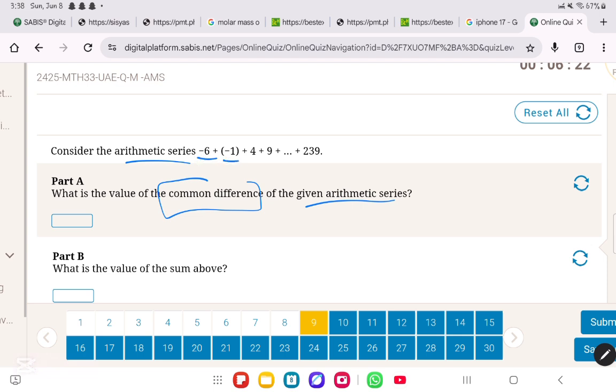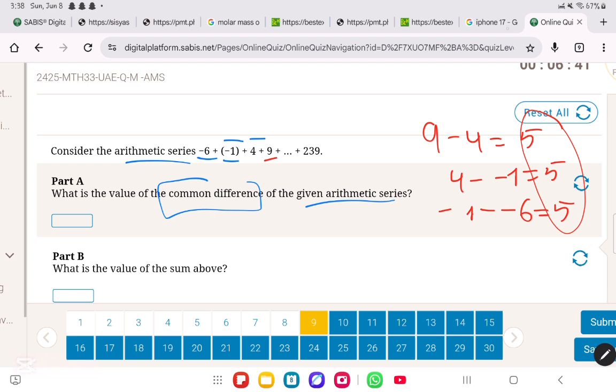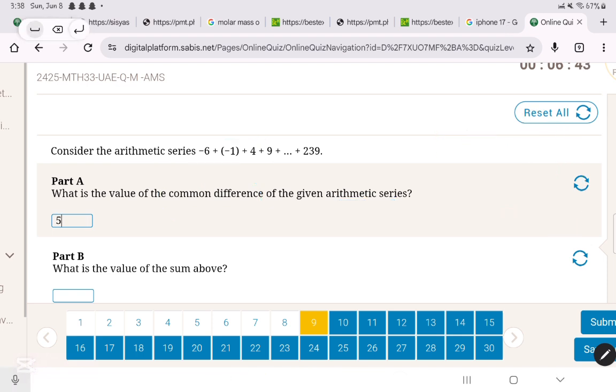For example, take any two consecutive terms, first and second, or second and third, and subtract them. You could do 9 minus 4 equals 5, 4 minus 1 equals 5, 1 minus negative 6 equals 5. They all give you the same answer, which is 5. So the common difference is 5.